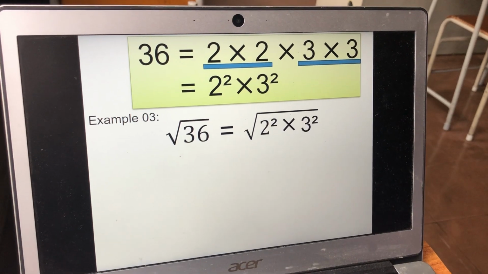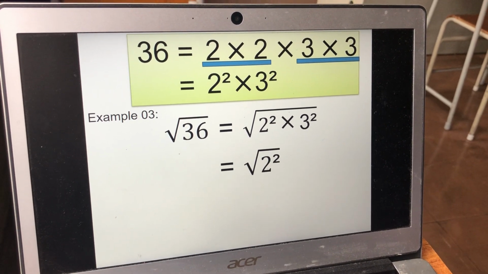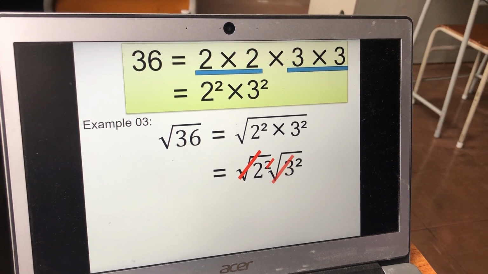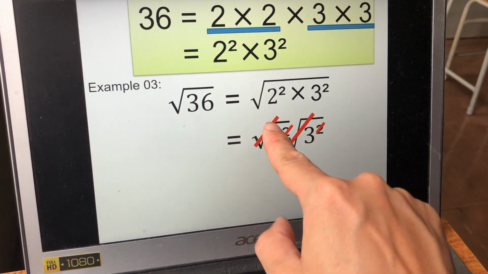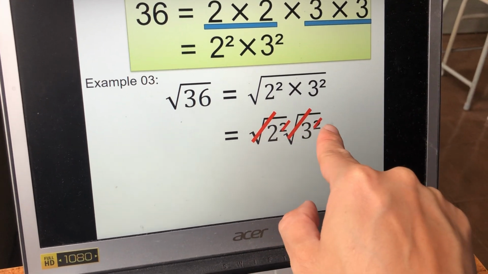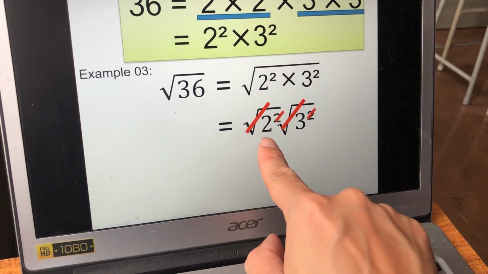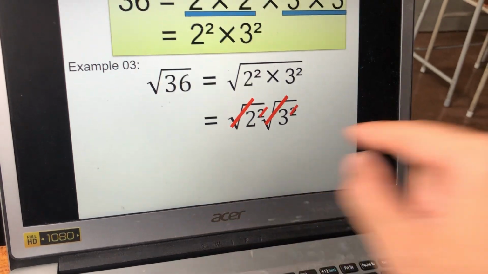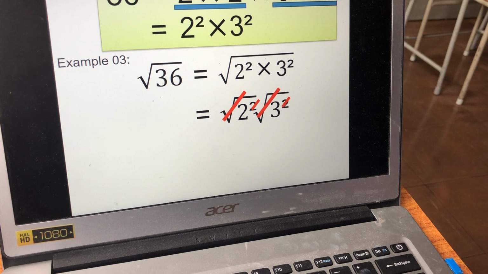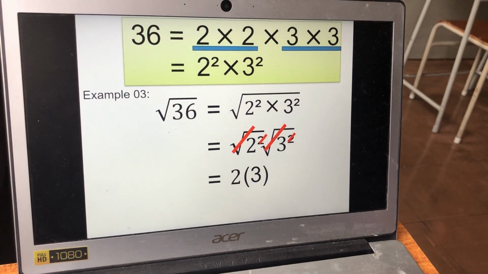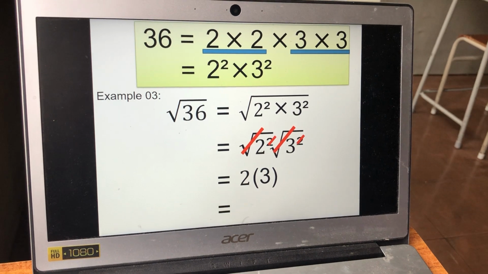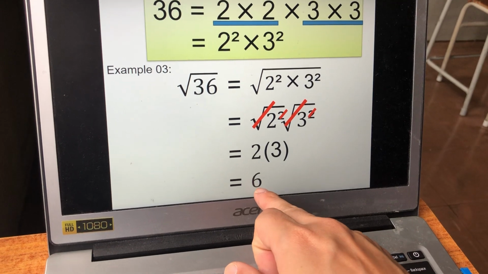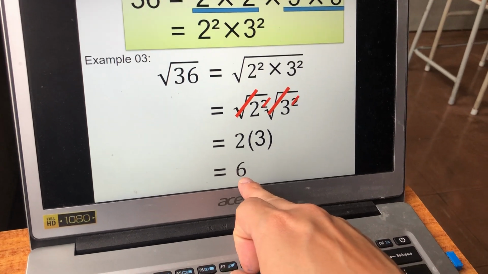Okay? And now you should separate them. Square root of 2 to the power of 2 and square root of 3 to the power of 2. And then you will see that after you separate them, square root and square could be cancelled out. So here we've got only 2, and here we've got only 3. So what's going on in between is multiplication, times, so that it becomes just 2 times 3, which is 6. Oh, which is very nice. Square root of 36 equals to 6 after you simplified. Okay?